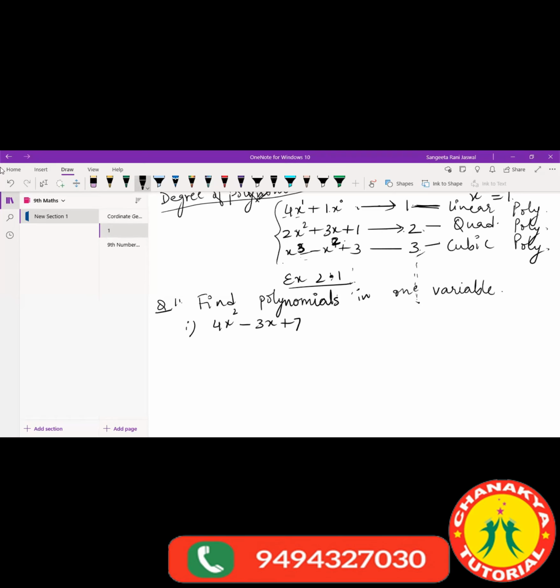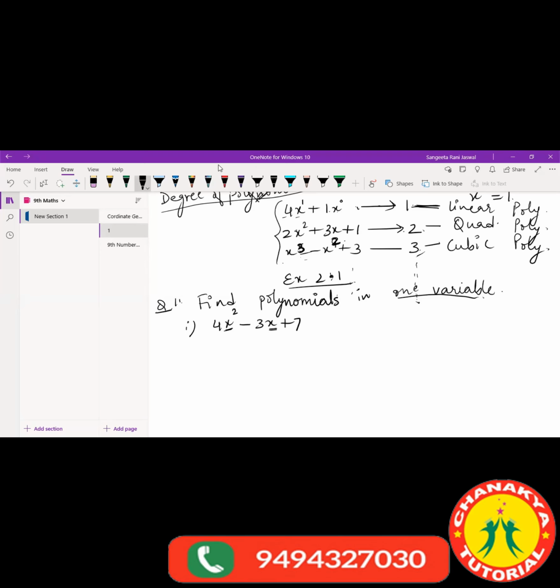Ma'am, can you explain linear poly, quad poly, and cubic poly? No, I'm just asking, is it in one variable or not? Yes, ma'am, it's in one variable. Only X. So we have just one variable here, and moreover, this is a polynomial equation also.